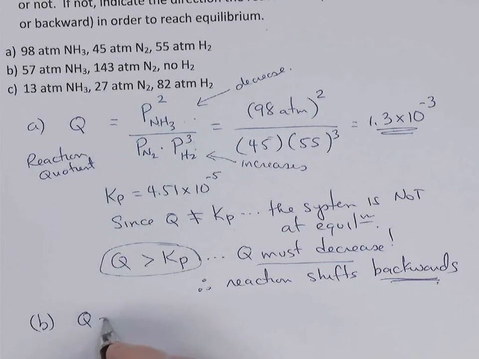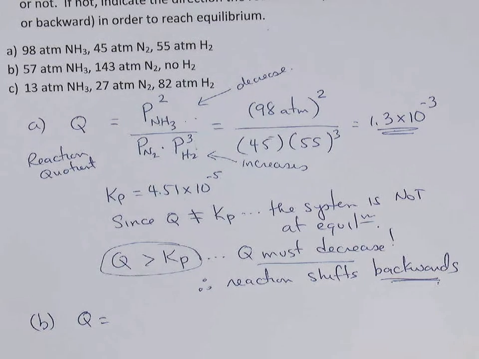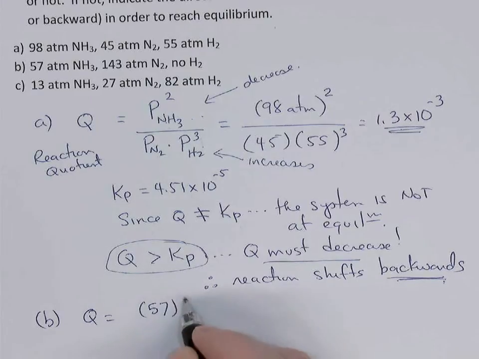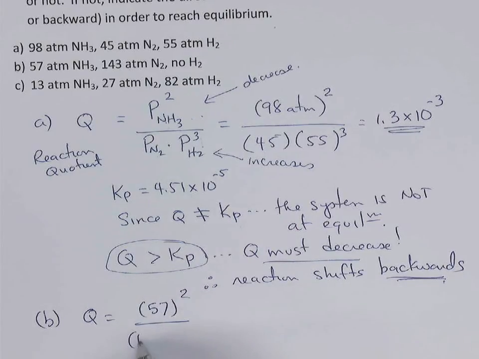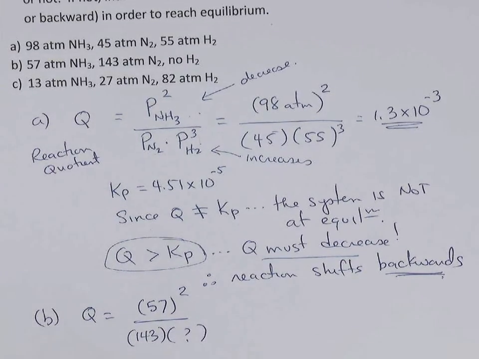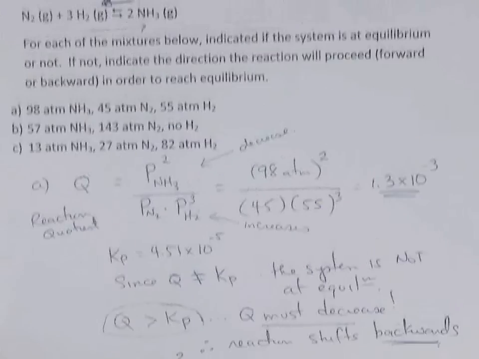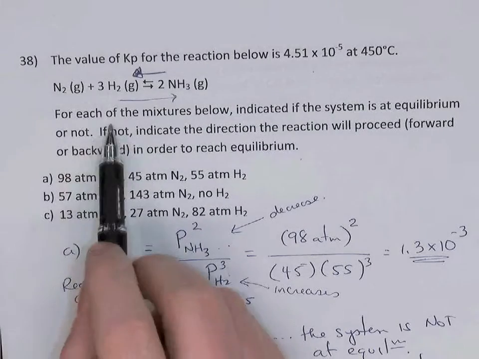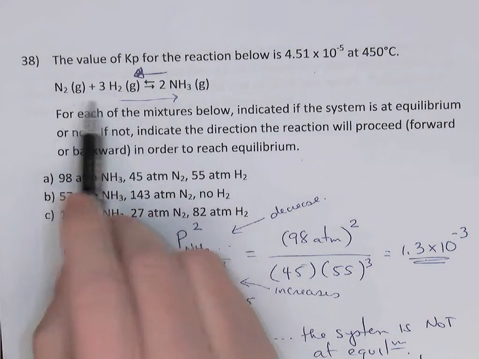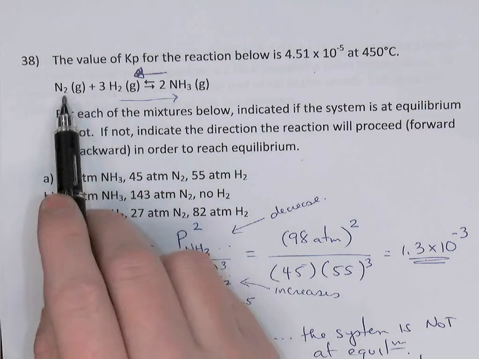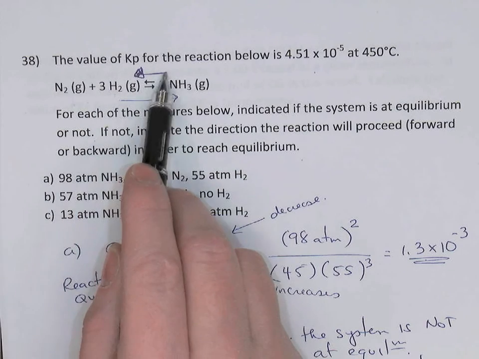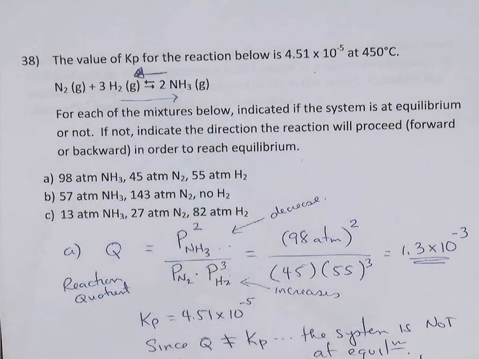Same logic. Q, I'm not going to rewrite my expression since I just did it above. Q is equal to the pressure of ammonia, so 57 squared over 143 times, and now I realize I should have read that faster, right? Because there is no hydrogen. If there's no hydrogen, then this is a very simple question. You can't be at equilibrium unless all three things are present, right? So if there's no hydrogen, then you can't have a forward reaction, right? You need nitrogen, you need hydrogen to shift forwards. Since hydrogen is missing, the reaction must shift backwards to reach equilibrium.